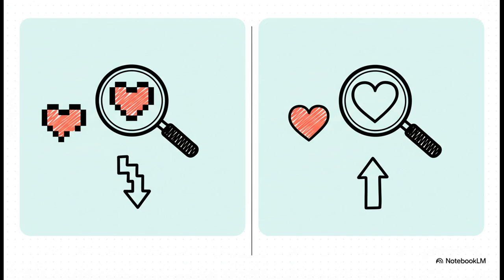But on the right, that's SVG, or Scalable Vector Graphics. These aren't made of pixels at all. Instead, they're defined by math, lines and curves. So you can scale them up to the size of a billboard, and they will stay absolutely, perfectly sharp.